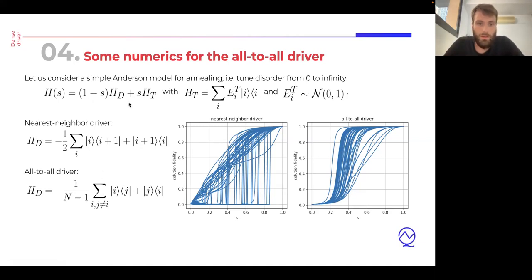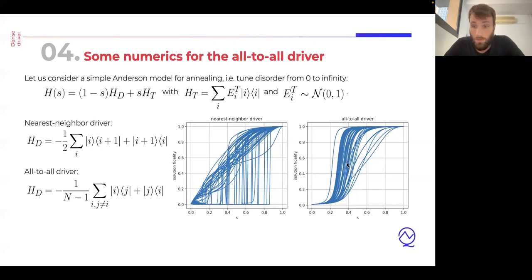Then we perform the annealing, which in the language of the Anderson model would mean that we tune the disorder from 0 to infinity, and we look at the solution fidelity of our ground state. For the nearest neighbor driver, we see discontinuous jumps, where first the solution fidelity goes to 0 because the ground state localizes elsewhere, and then jumps up to 1, into the target ground state. These discontinuities are what we would associate with first order transitions.